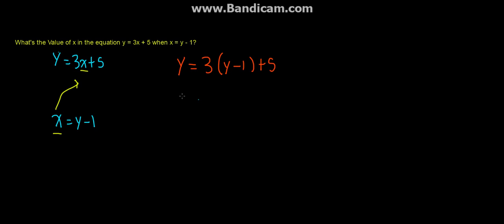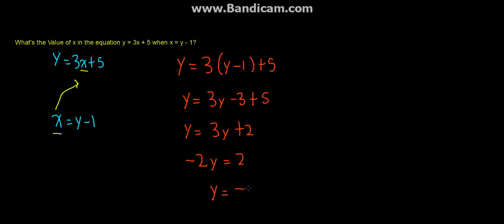Let's continue to simplify this. So we know that using the distributive property, we can multiply 3 with y minus 1. So this becomes y equals 3y minus 3 plus 5. And then y equals 3y plus 2. And then we can subtract 3y on both sides to get negative 2y equals 2. And therefore, y is going to be negative 1.